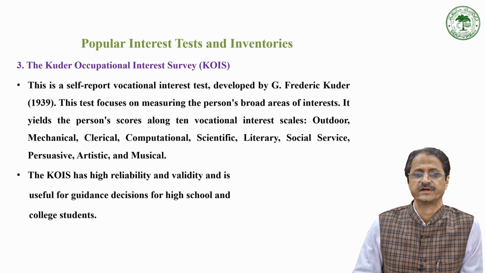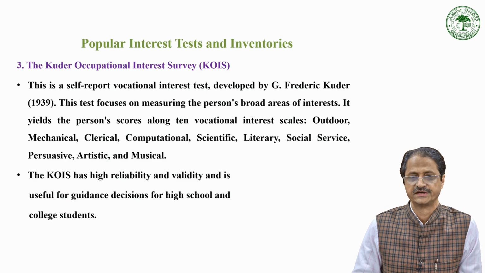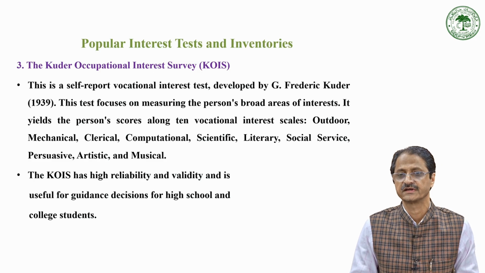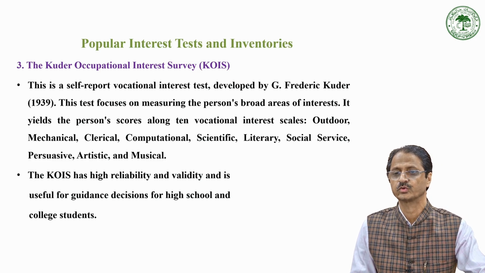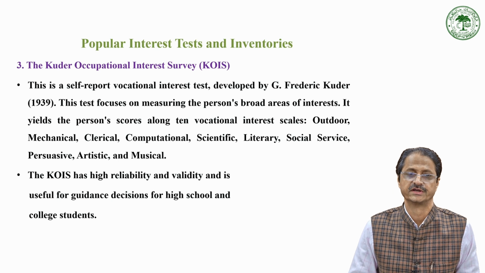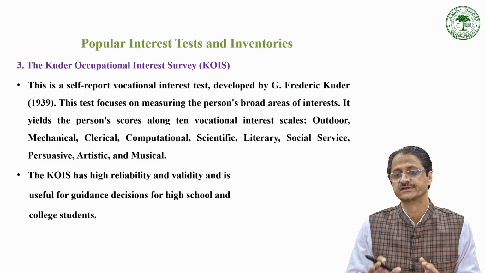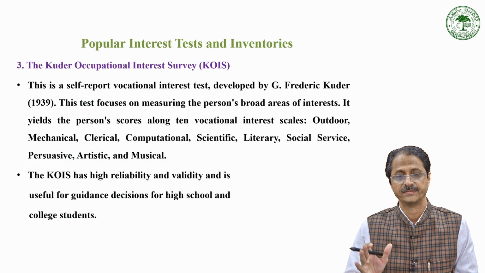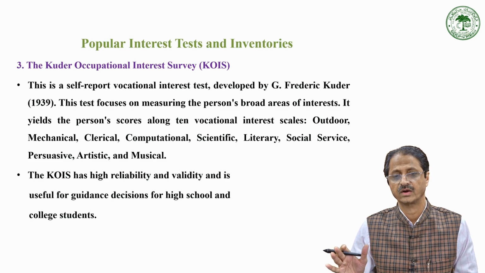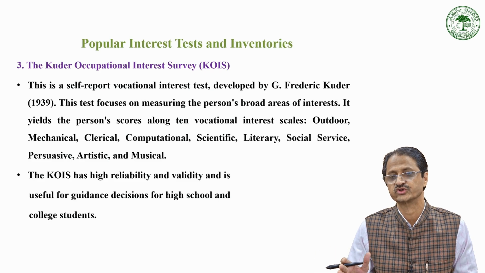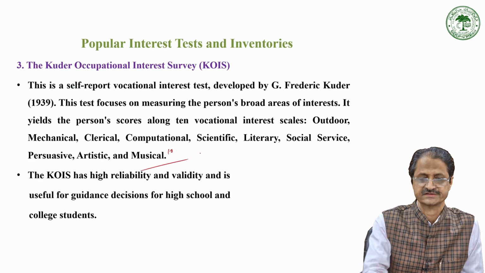The third inventory is basically the Kuder Occupational Interest Inventory. This is a self-report vocational interest test developed by G. Frederick Kuder in 1939. This test focuses on measuring the person's broad areas of interest. It yields the person's scores along 10 vocational interest areas: outdoor, mechanical, clerical, computational, scientific, literary, social service, persuasive, artistic, and musical. These are basically the 10 areas.